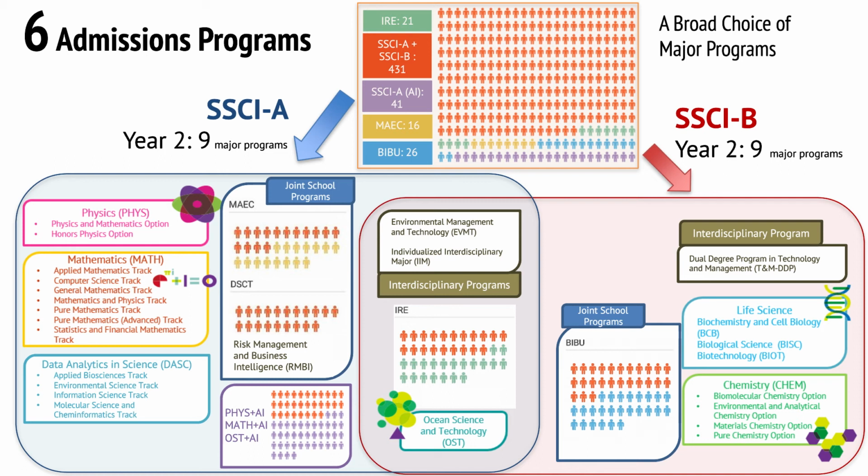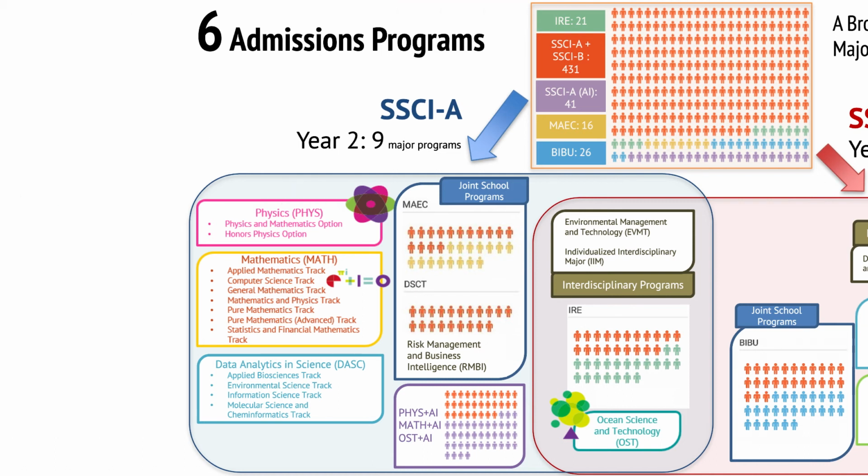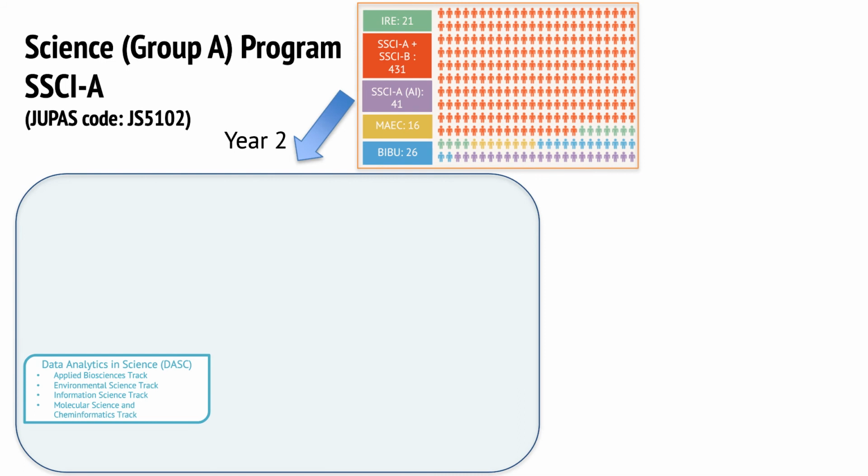DASC is not a program choice at JUPAS at the moment. DASC follows the school-based admission and is a program under our Science Group A. If you are interested in taking DASC as your major, you have to join our Science A first, and then you can try to declare it once you finish your first year at HKUST.